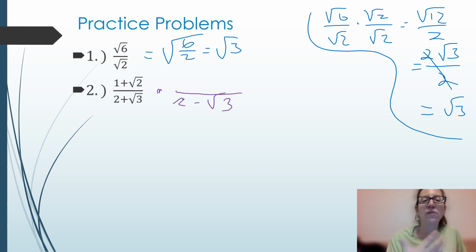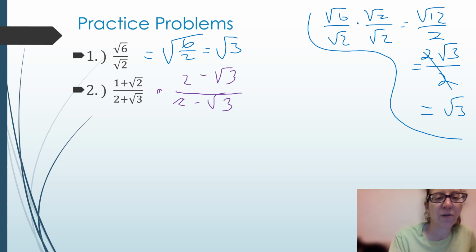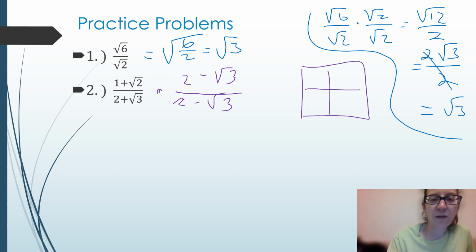So if the denominator is 2 plus root 3, we would use 2 minus root 3. Whatever that middle sign is, you're going to flip it. And then because of fractions, you need to make sure you multiply the numerator by the same thing. So let's do some scratch work. We have 1 plus root 2 times 2 minus root 3.